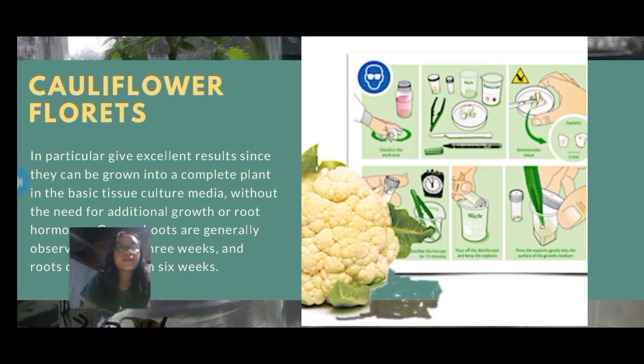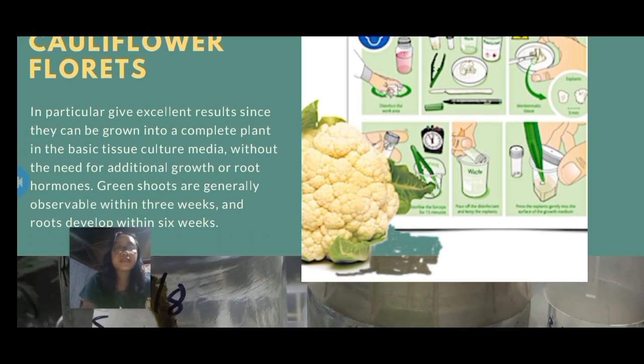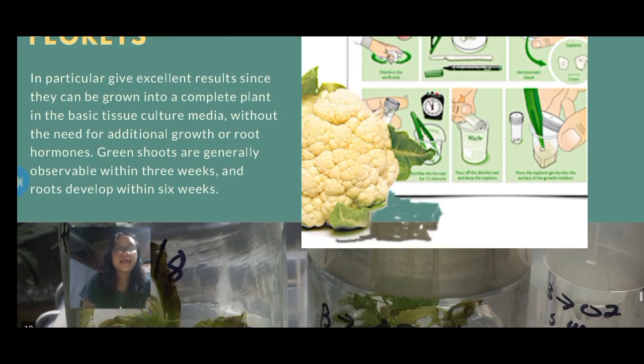One of the examples is cauliflower. Florets in particular give excellent results since they can be grown into a complete plant in the basic tissue culture media, without the need for additional growth or root hormones. Green shoots are generally observable within 3 weeks and roots develop within 6 weeks.